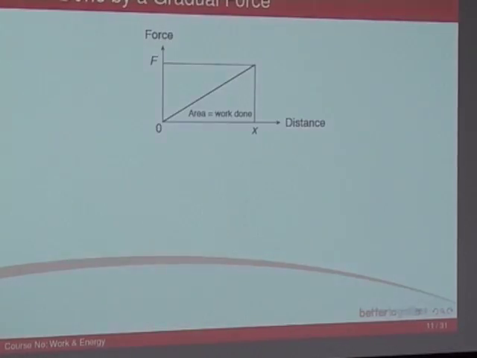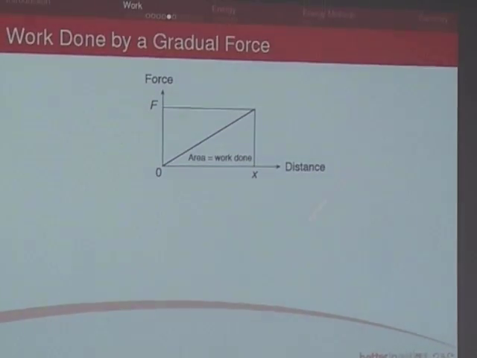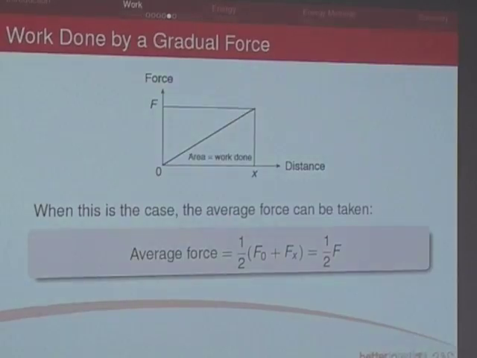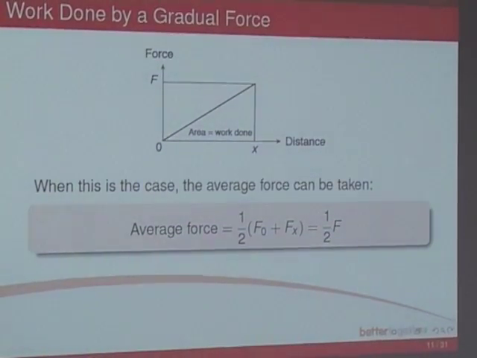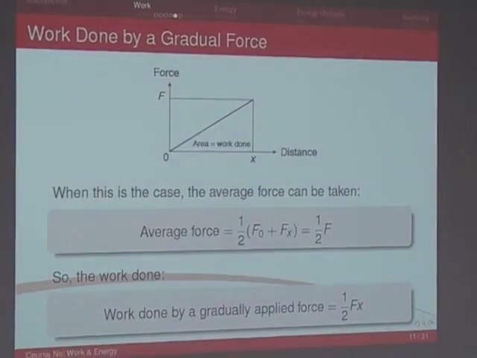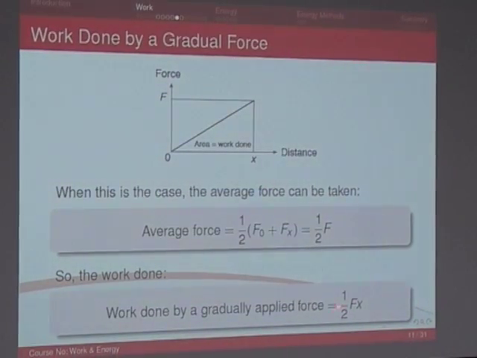What about something that's done by a gradual force? Work done by a gradual force. We've got a force here that varies proportionally with distance. So at point 0, there's no force, and at point x, there's some force F, and basically we know that force times distance is the area under the graph, and so obviously the average force here is 1/2 F, and you multiply that by the distance you travel, and you get the work done by a gradually applied force.